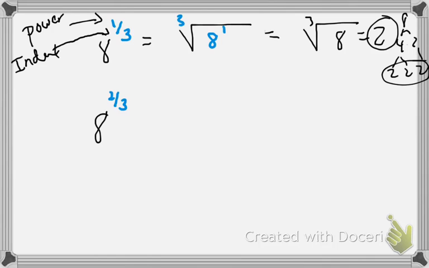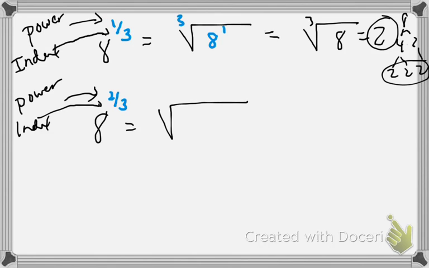Let's try one which is different. Now don't forget, remember what I said, the top one is my power, my exponent. The bottom one is my index. So look at this one. Now this one is going to look like this. The index is a 3, but now we've got an 8 squared. So we're going to have the cube root, and 8 squared is 64. So now we've got to take 64 and break it down.